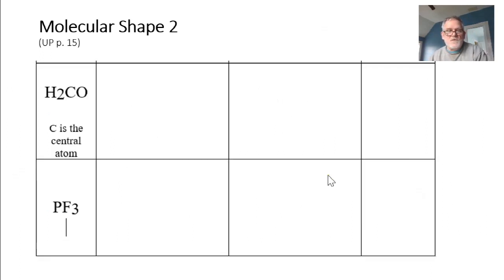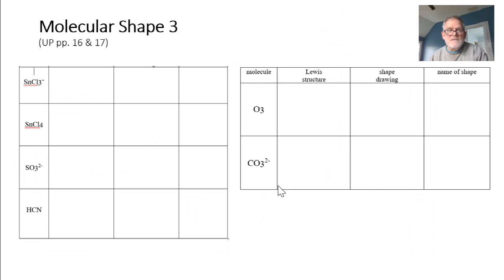Let's try one more. How about ozone? Ozone. Okay, ozone. We have oxygen, which is 6 valence electrons, but we have to multiply that by 3 equals 18 valence electrons. Okay, so ozone, this is called ozone.